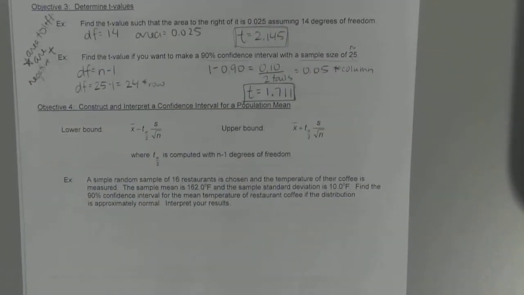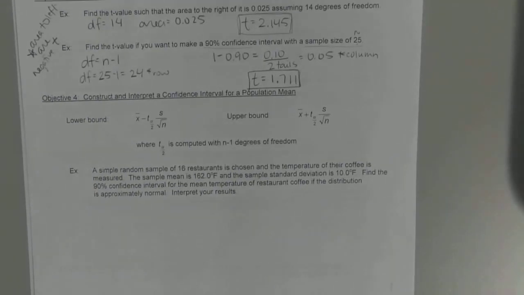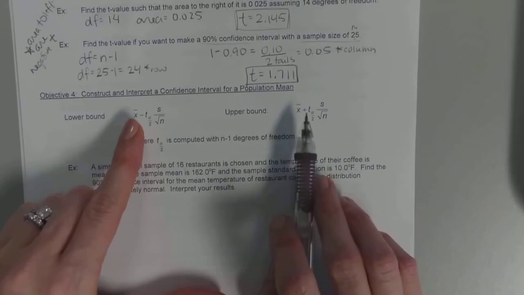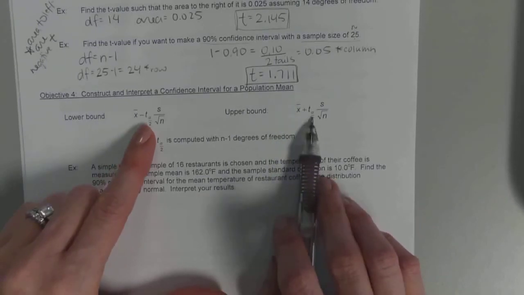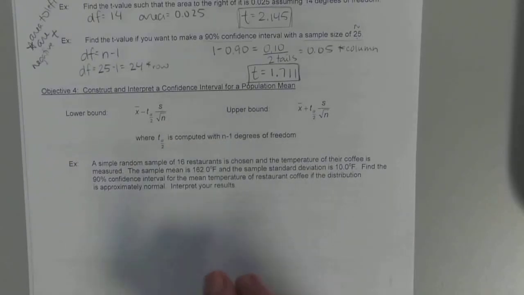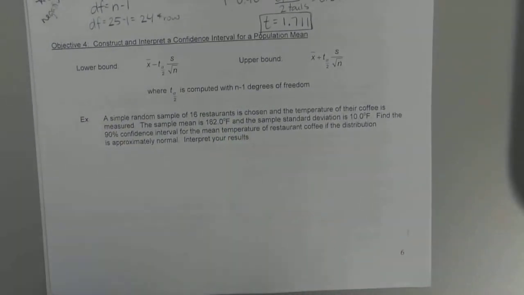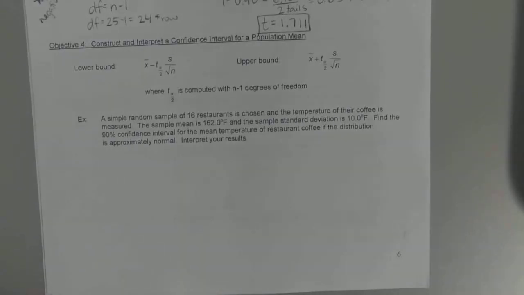Alrighty. I want to do one just so people can get homework done if they want, and then we'll leave page 7 for Wednesday. But what you'll find, guys, is that the formula is identical. You start with your point estimate, you add or subtract your t-value times your standard deviation, okay? So again, I'm going to show you how to do this by hand, and then we'll do it with our calculator. It says a simple random sample of 16 restaurants is chosen, and the temperature of coffee is measured.